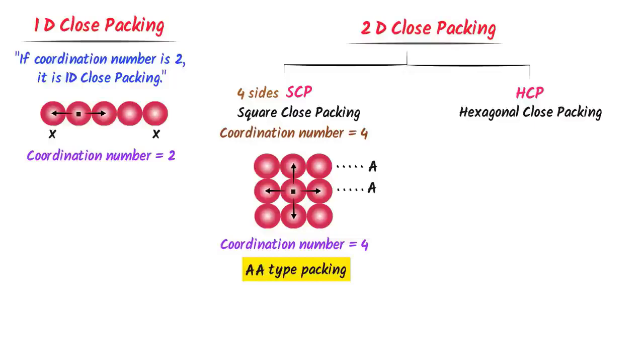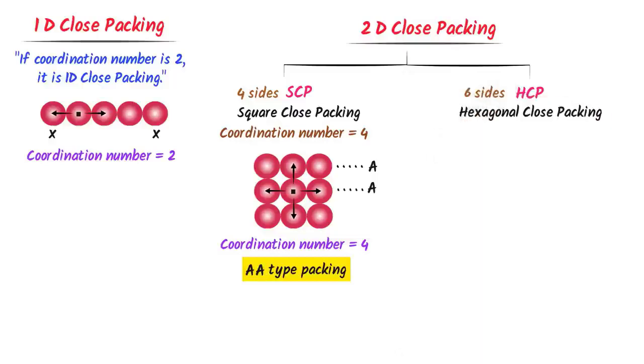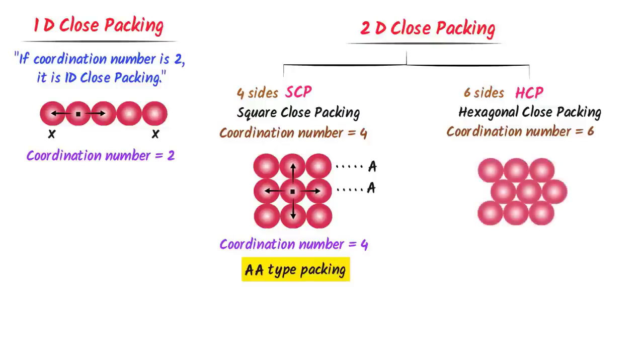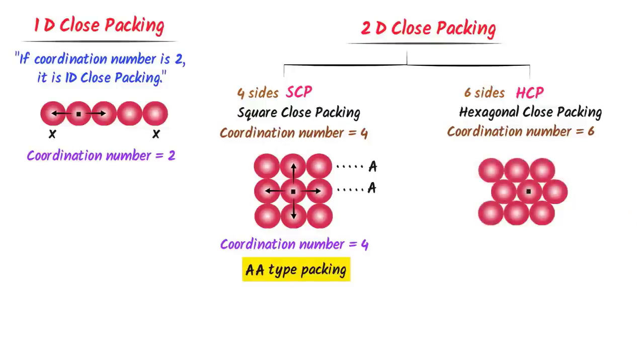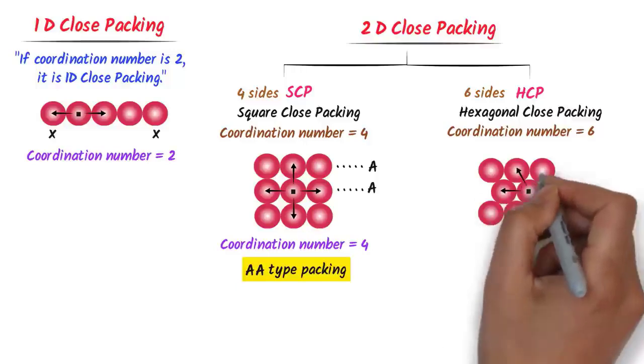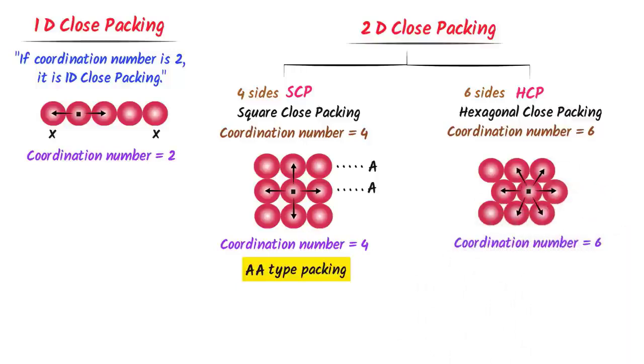On the other hand, we know that there are 6 sides in any hexagonal shape. Thus if coordination number is 6, it is usually known as HCP or hexagonal close packing. For example, consider this close system. Let me select this sphere. We can see that it is attached to 6 other spheres. Its coordination number is 6. So it is HCP or hexagonal close packing.